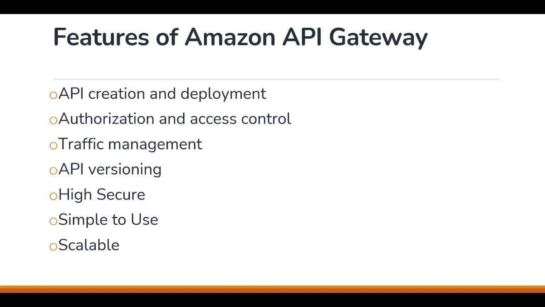Next is traffic management. Traffic management means load balancing, throttling, and caching are some of the services offered by API Gateway. The next one is API versioning. API versioning routes traffic to the appropriate version based on the client request. Then, secure: API Gateway offers several capabilities like custom authorization and IAM integration to help secure APIs. And simple to use: it provides a very simple UI, which makes it easy to maintain and monitor the APIs. Next, scalable. Amazon Web Services, AWS, maintains highly scalable API gateways, so they can handle heavy, demanding workloads.